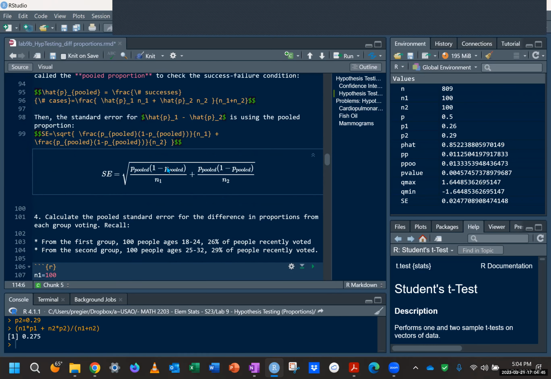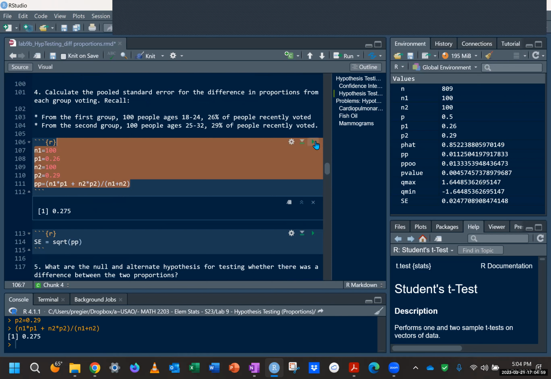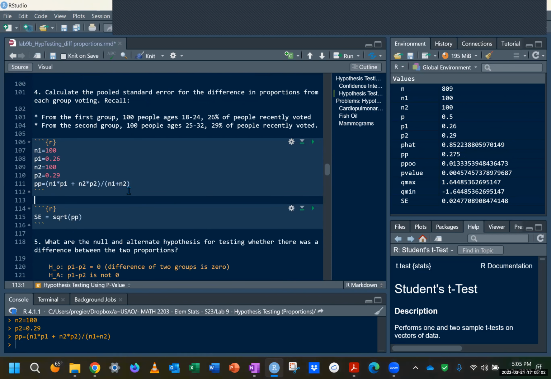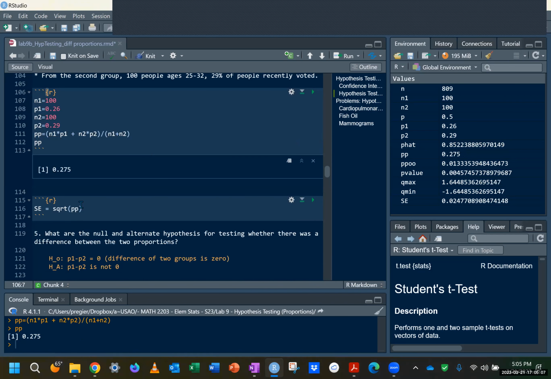So the standard error is this formula here. Square root of pp. I'm going to call this thing pp for pooled proportion. Okay. This is pp times 1 minus the pooled proportion divided by n1, plus pp times 1 minus the proportion divided by n2. This is our new formula for the standard error. This is the only thing that changes, these two parts.